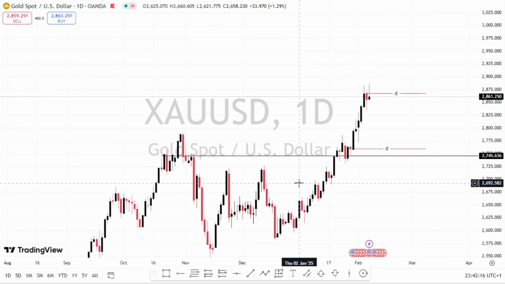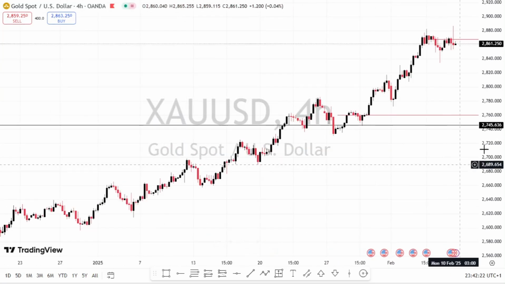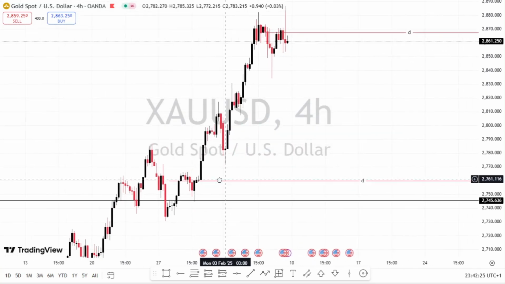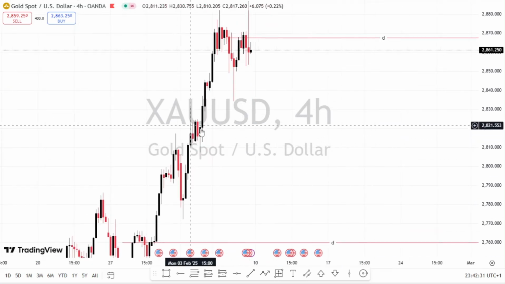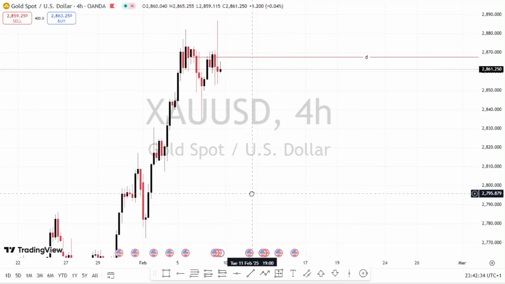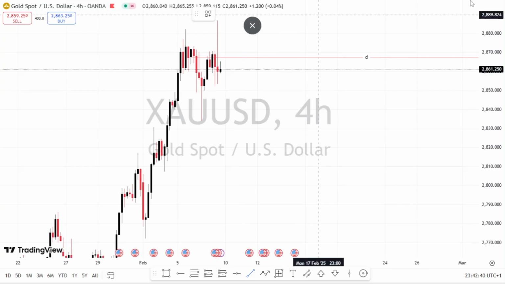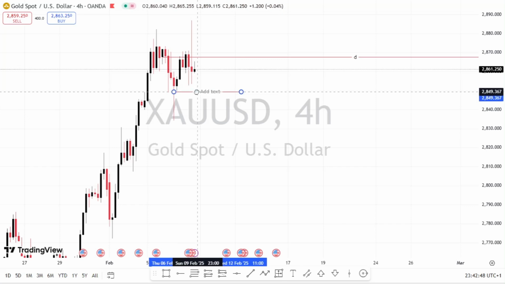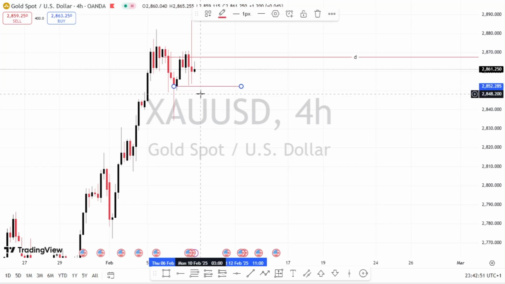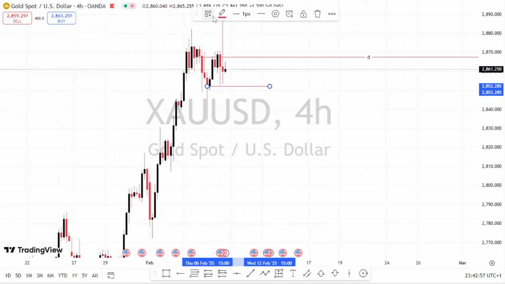Let's go to our 4 hours. The 4 hours is showing me something nicer, more confirmation. It's giving me a clearer picture. What do I mean by a clearer picture? We might be seeing a double top at this point, but still not yet confirmed until it breaks below this low.